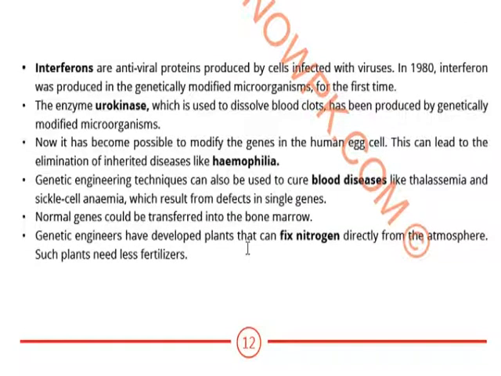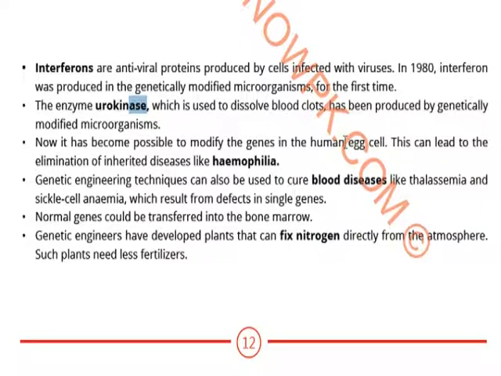Always remember interferons are the antiviral proteins which are produced by cells whenever there is viral infection. There are interferons which are produced inside the body, and now they can also be produced with the help of genetic engineering. Urokinase is also an enzyme, where there is ASE, it is an enzyme because it has degrading properties. It is used to dissolve blood clots. It is also used by genetically modified microorganisms.